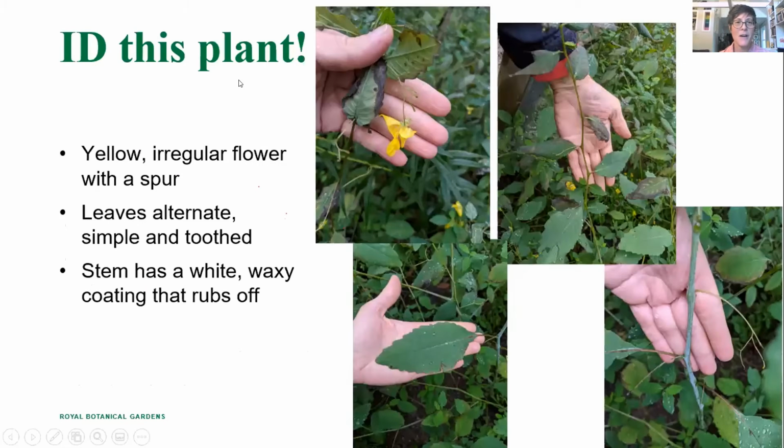We're going to practice by identifying this plant. I went out to RBG and parked by Cherry Hill Gate and took a short walk down the trail and took pictures of a few plants and decided this is the one that we're going to identify together.